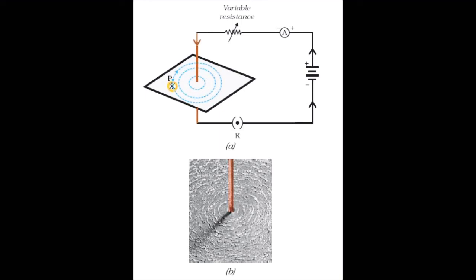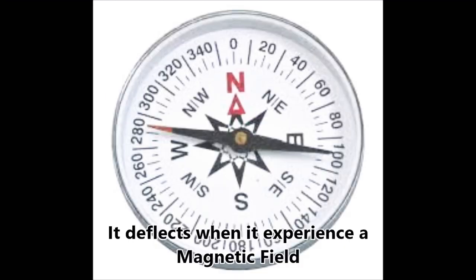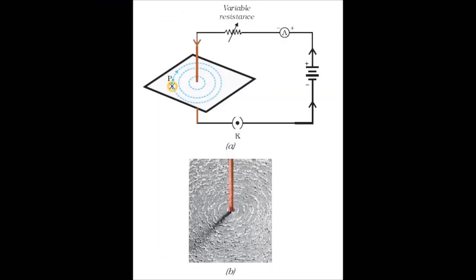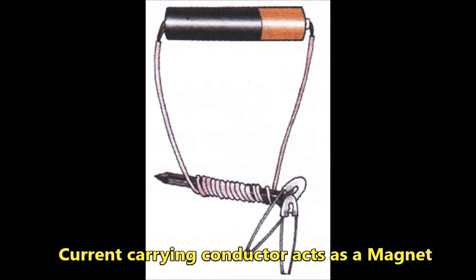When we pass the current through the conductor, we observe that the needle is deflected. We know that the needle is deflected whenever it is experiencing a magnetic field. So from this, we can say that the electric current through the wire has produced a magnetic effect.